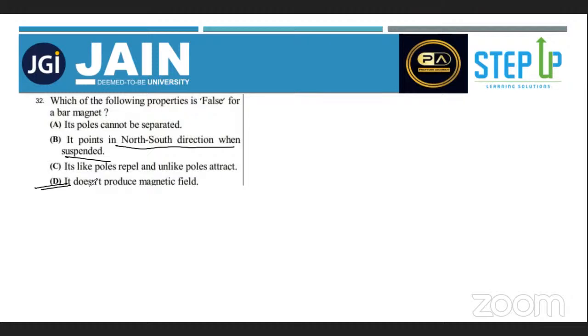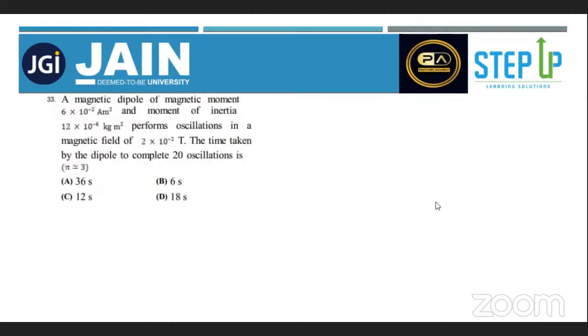If current is passed through it, it will produce a magnetic field. The only thing is that it behaves like a temporary magnet. It doesn't behave like a permanent magnet. Solenoid, toroid, all these behave as temporary magnets. So it can create a magnetic field. So the last option is incorrect. Next.